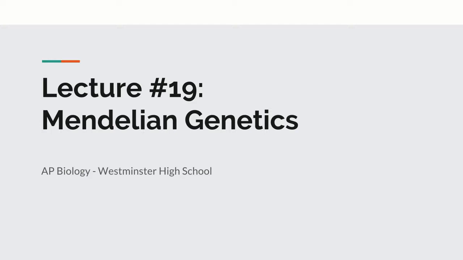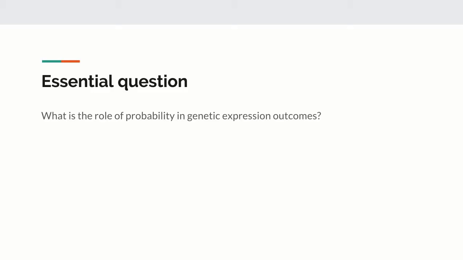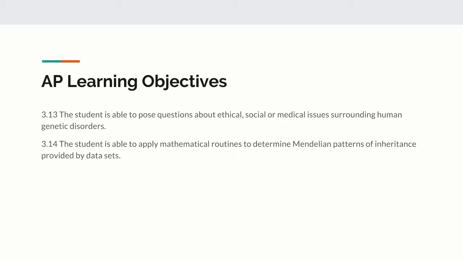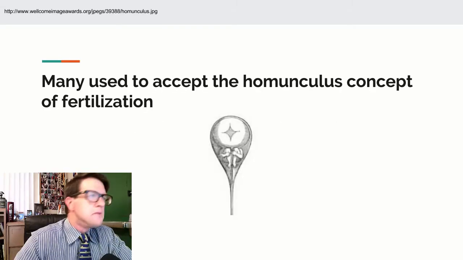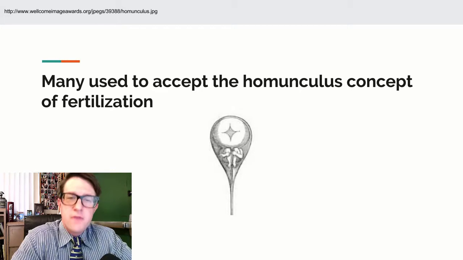This is going to be dealing with not molecular, but classical genetics or Mendelian genetics. So we're going to look specifically at the role of probability in determining outcomes. They ask a little bit about this on the AP test. A little bit of a historical perspective.